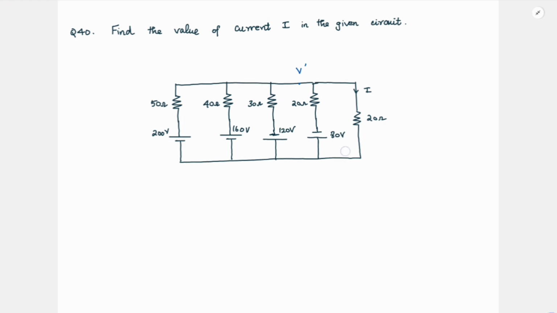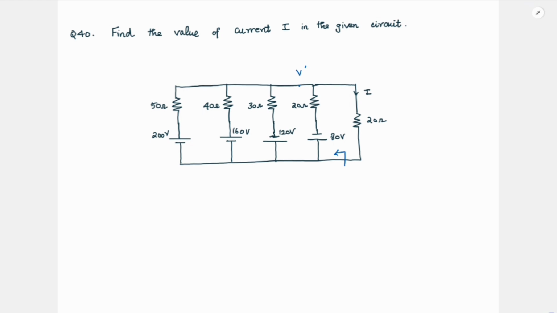The fourth way is to directly find the Thevenin equivalent of this part of the network and then find the current I. Here, the first straightforward method and the source transformation method I think are simple and quick to solve. So let us go with the straightforward method itself.